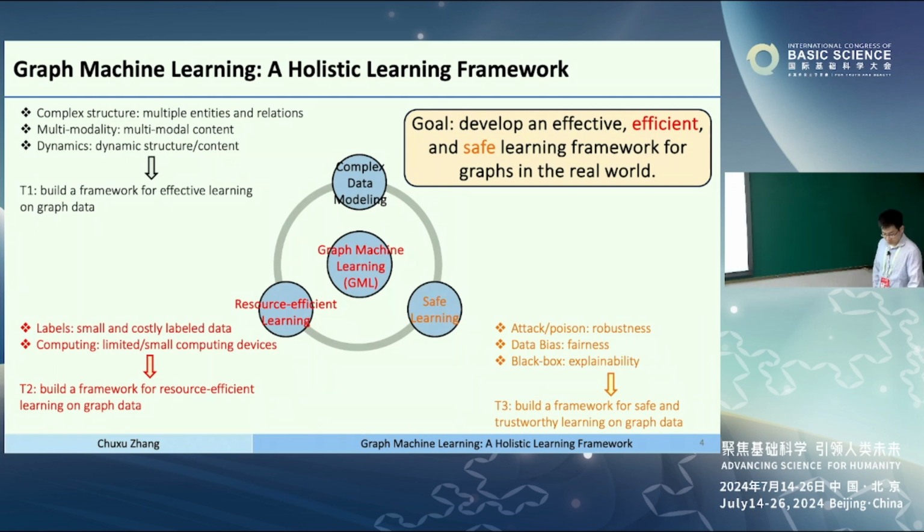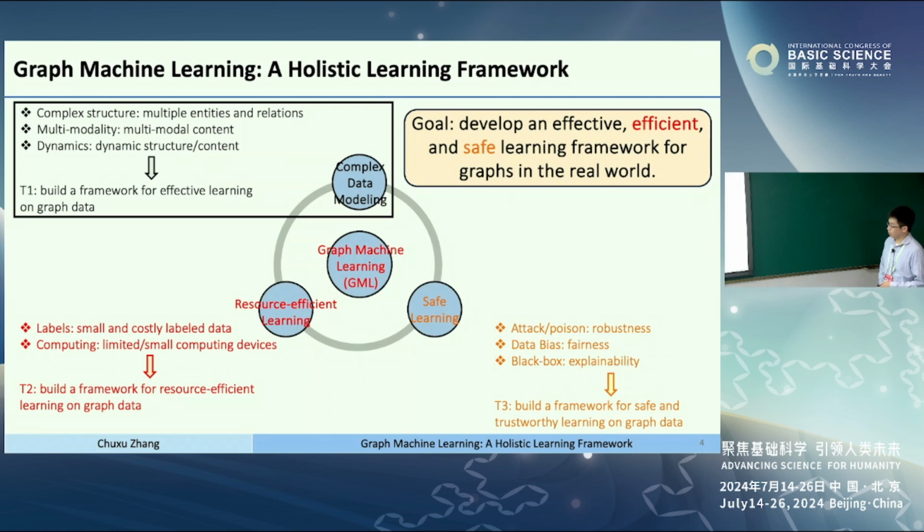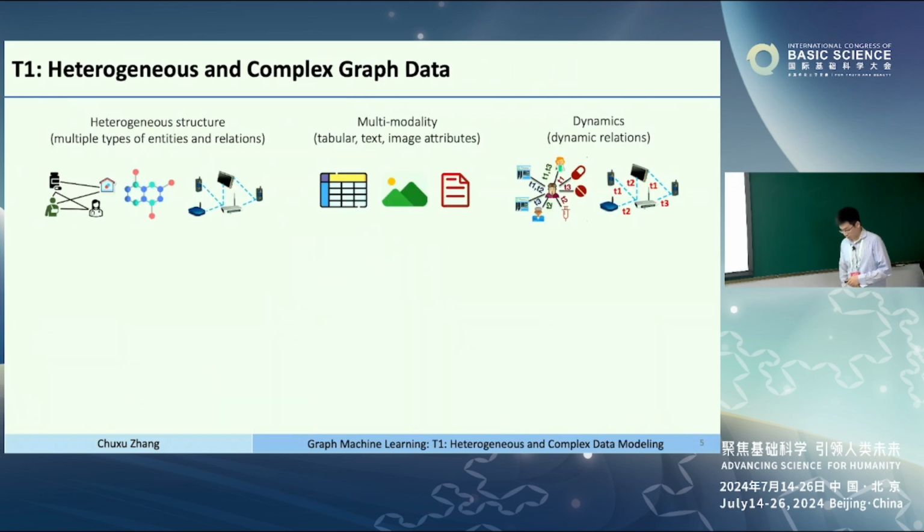Okay, so in the remainder of this talk, I will briefly go through the work in my group for solving these three tasks. The first task is to build a framework for effective learning on graph data. As I mentioned just now, I summarize three challenges in real world graph data. The first one is that real world graph data usually involves heterogeneous structure. When I say heterogeneous structure, it means that there are multiple types of entities and relations in real world graph data, right? Like in a healthcare network, we have different types of nodes and different types of relations. In molecular graph data, we have different types of atoms and different types of bonds. And in a cyber network, we have different types of devices and different types of relations among them, right? So this is the first data challenge, heterogeneous structure.